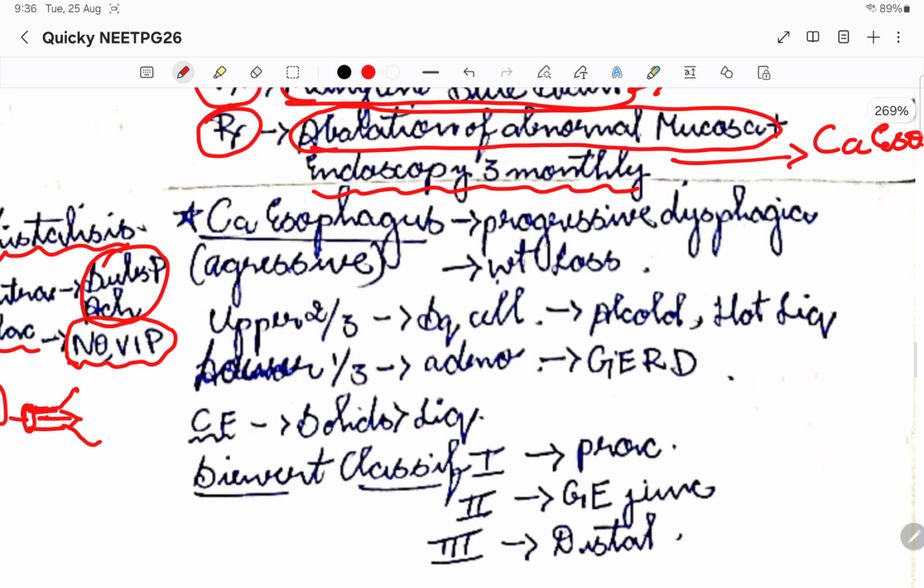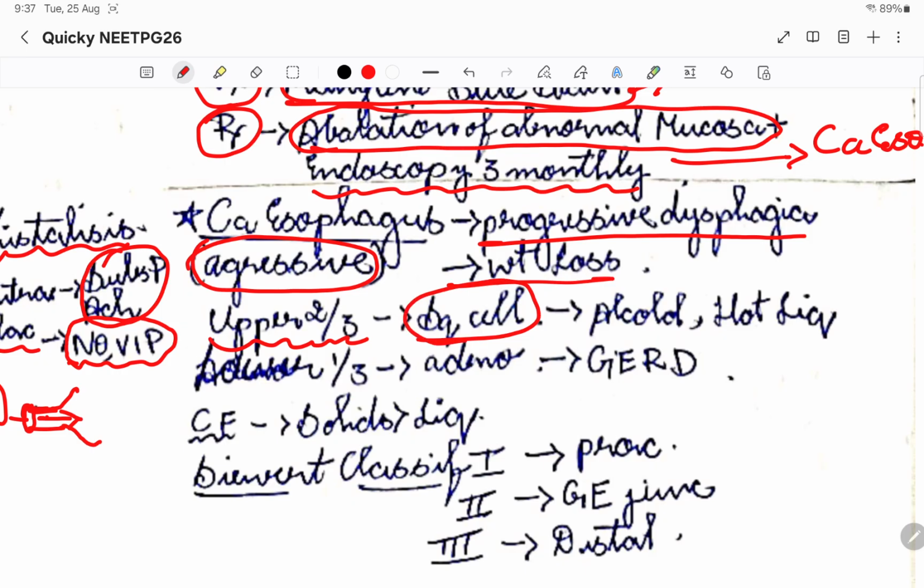So there will be progressive dysphagia, that will be the main clinical feature, and there will be weight loss. I told you, right? It is an aggressive carcinoma because there is no submucosa in the esophagus. In the upper 2/3, squamous cell carcinoma is basically what is involved here. Alcohol and hot liquids might be the risk factors for upper 2/3 esophageal carcinoma, whereas lower 1/3 carcinoma is probably adenocarcinoma.